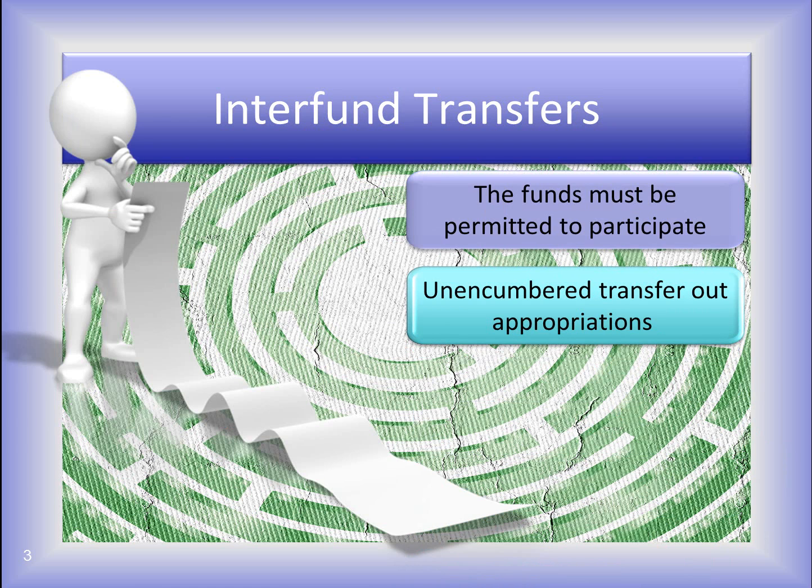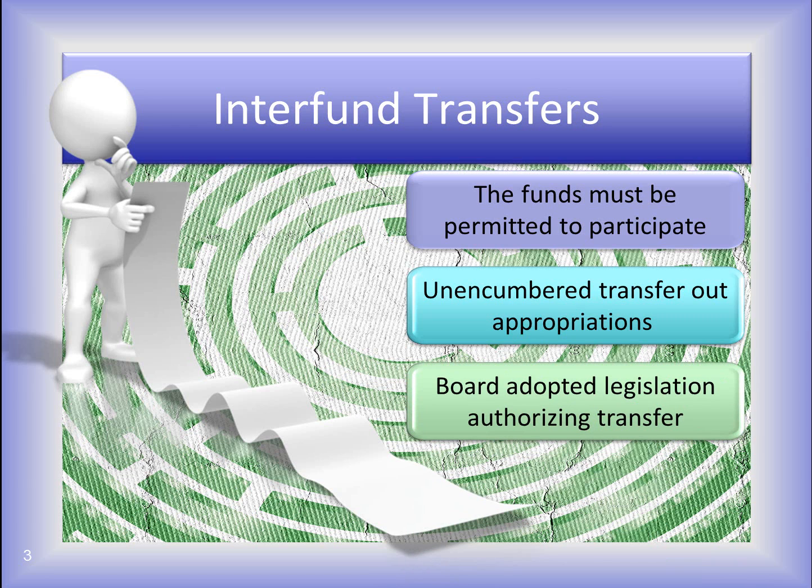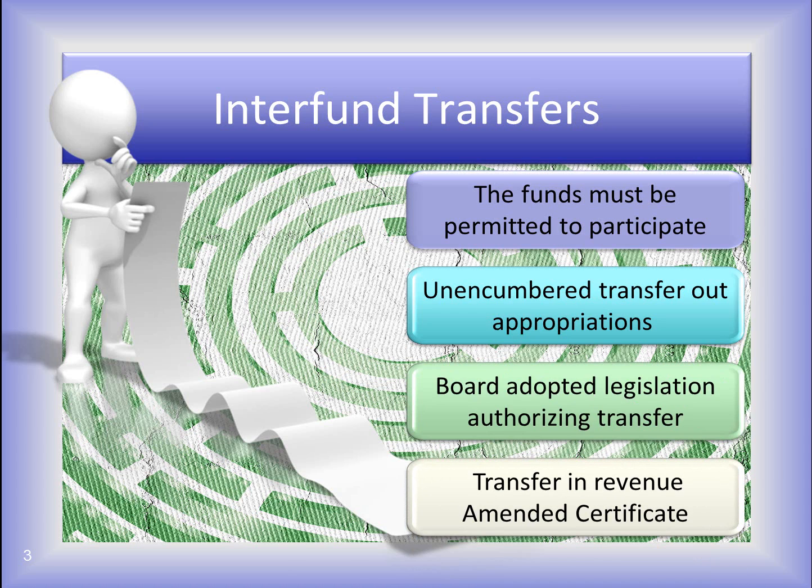You must have the unencumbered transfer-out appropriation balance in the sending fund. If it's not there, the board will have to adopt supplemental appropriations or reallocation legislation to place the unencumbered appropriations in the transfer-out account. The board must adopt legislation authorizing the fiscal officer to process the interfund transfer. And the transfer-in revenue amount must be included on the amended certificate in the receiving fund.